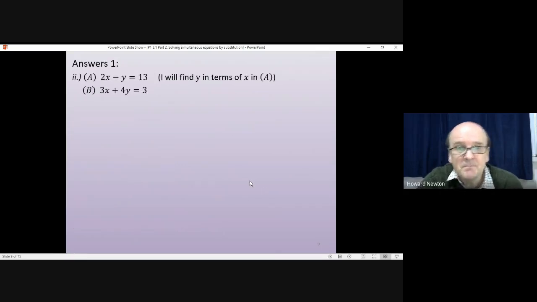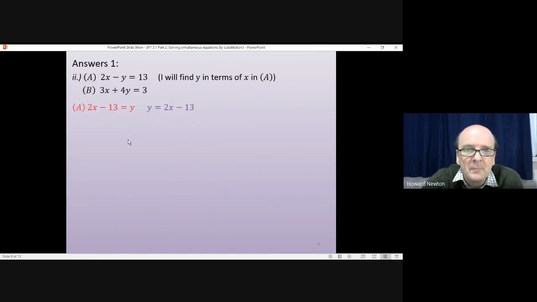The second question: 2x minus y is 13 and 3x plus 4y equals 3. Now I'm going to find y in terms of x using equation A. Again, that's easy to do because I've just got one y in equation A. So 2x minus 13 equals y.